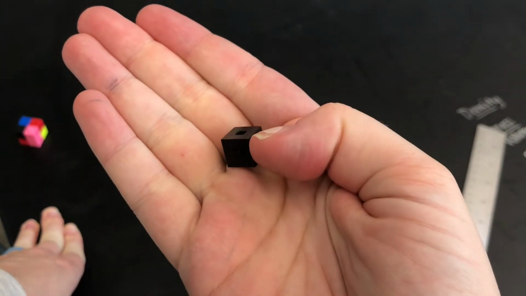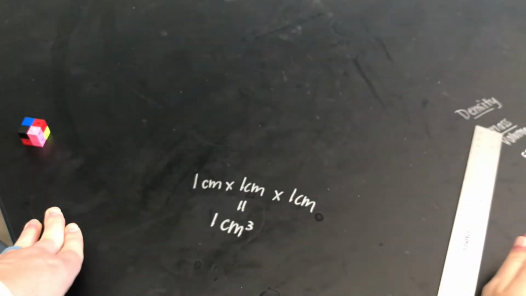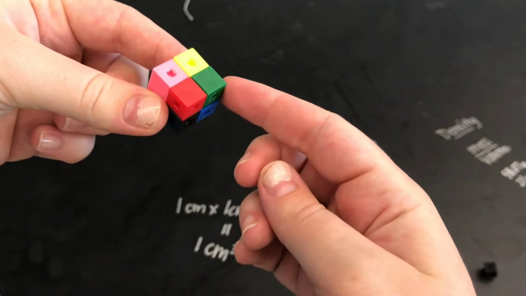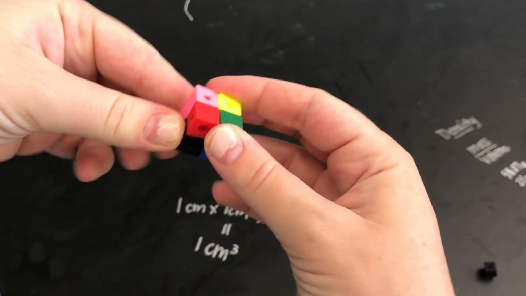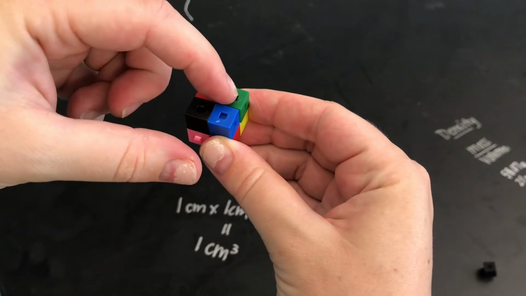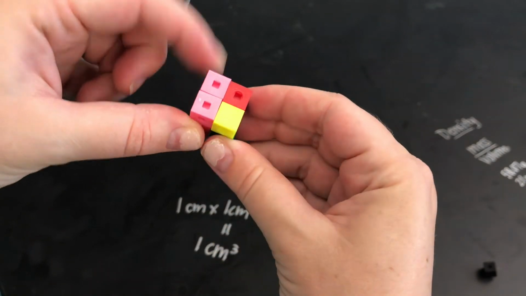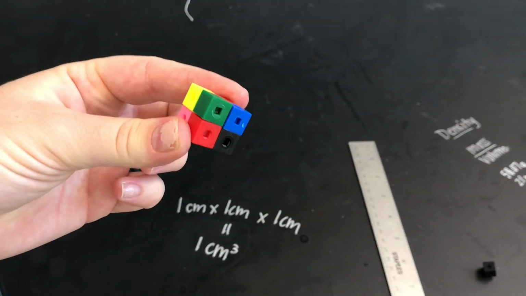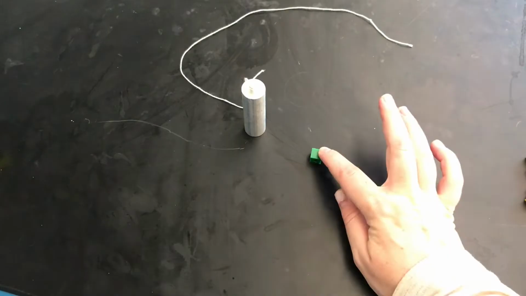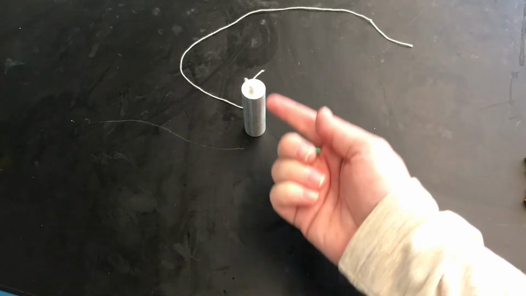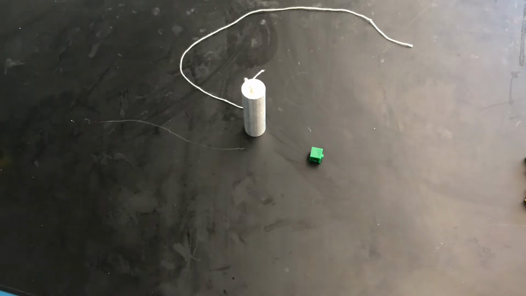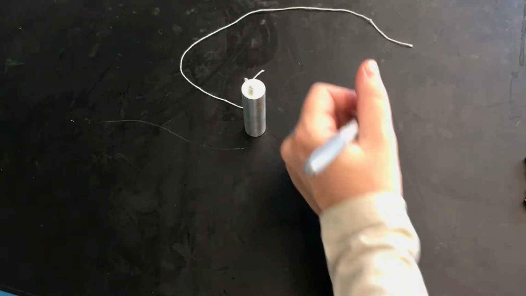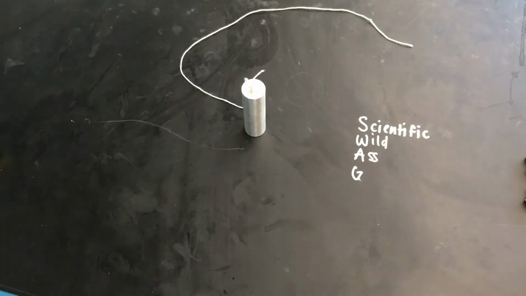So if we know the volume of one of these is 1 cubic centimeter, we don't necessarily need to measure the sides of this. We can just count how many cubes there are that make up this cube. So we have 1, 2, 3, 4, 5, 6, 7, 8, meaning that the volume of this cube is 8 centimeters cubed. Using a cubic centimeter is a way that you can estimate the volume of irregularly shaped objects. This is called SWAG. SWAG stands for Scientific Wild Ass Guess.